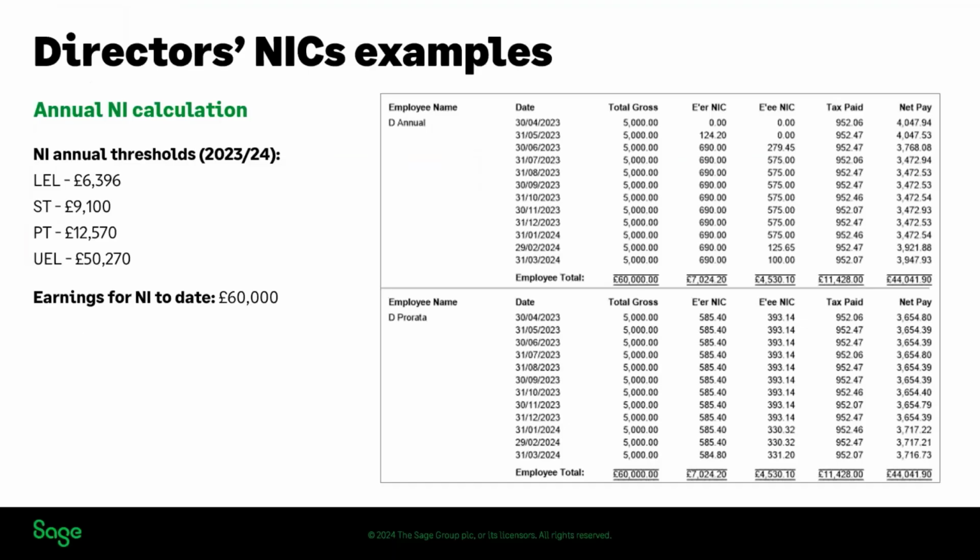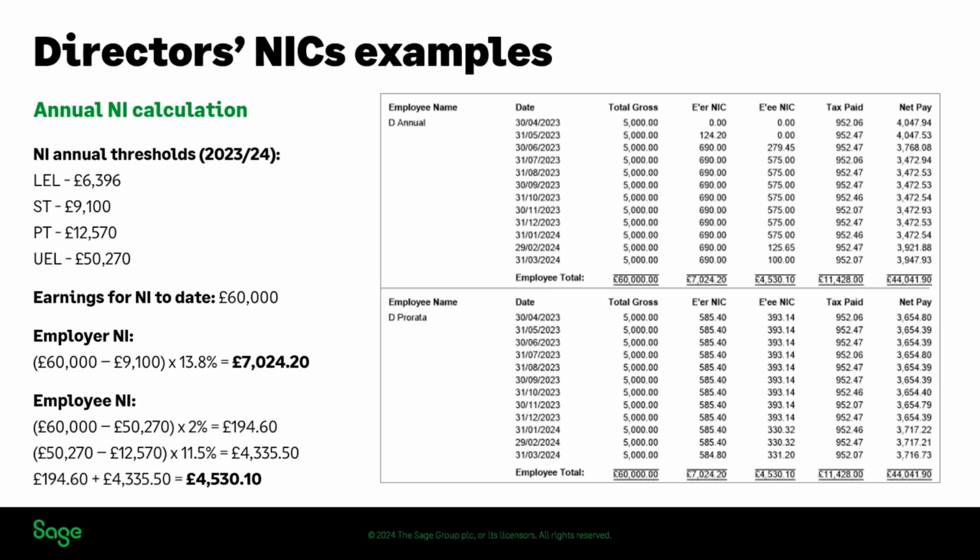So just to show you the maths on this one, annual thresholds are picked up from the legislation. Earnings to date was £60,000 in this case. For the employer NI, simply deduct the secondary threshold and multiply by 13.8% to give you the employer NI due to date. And you can see that is the total of the employer NIC regardless of the method.